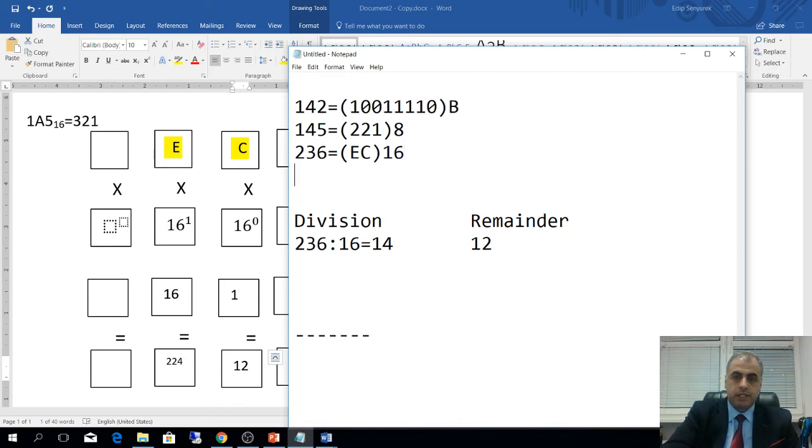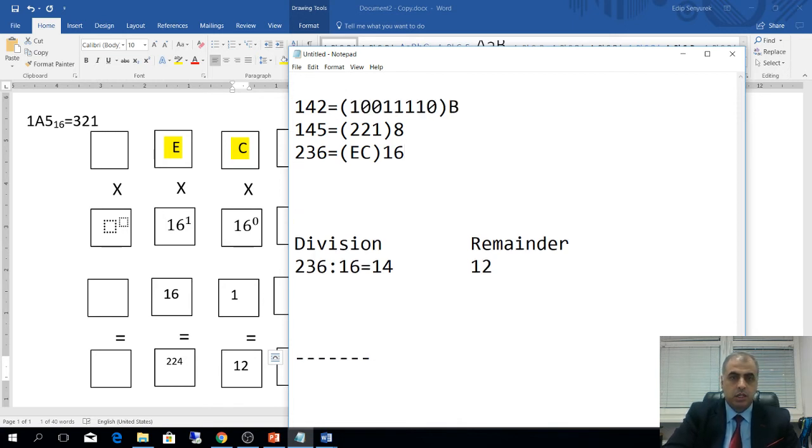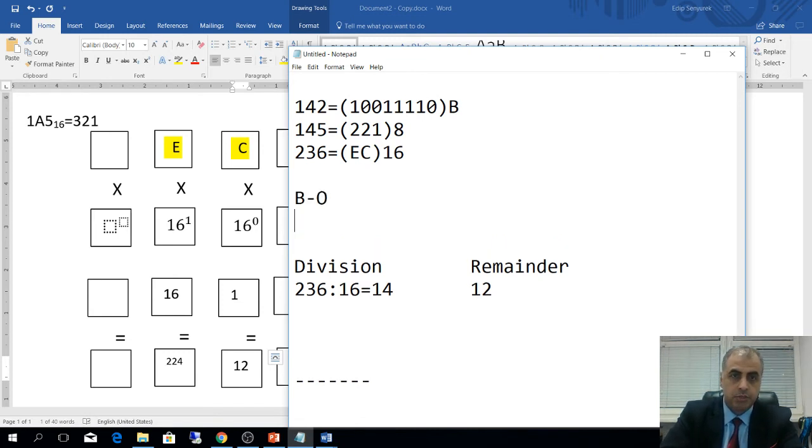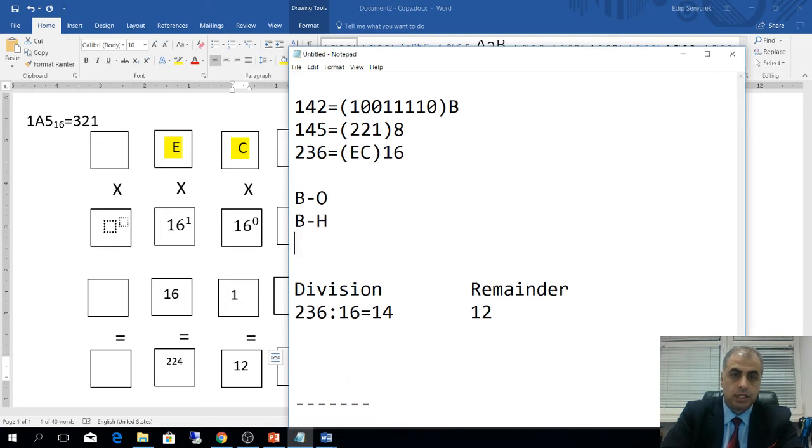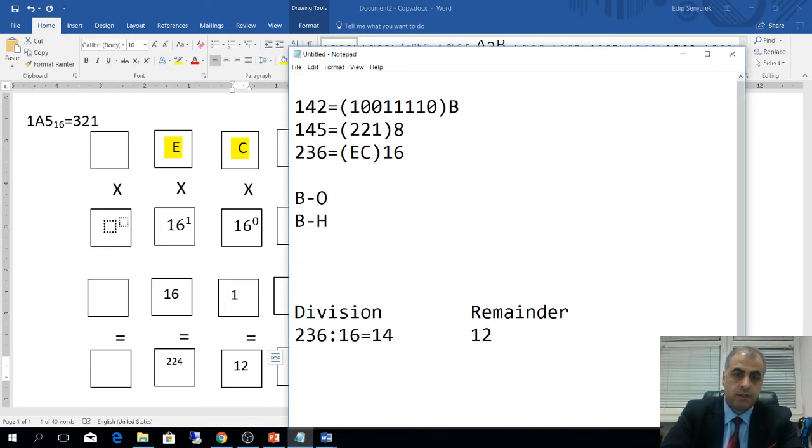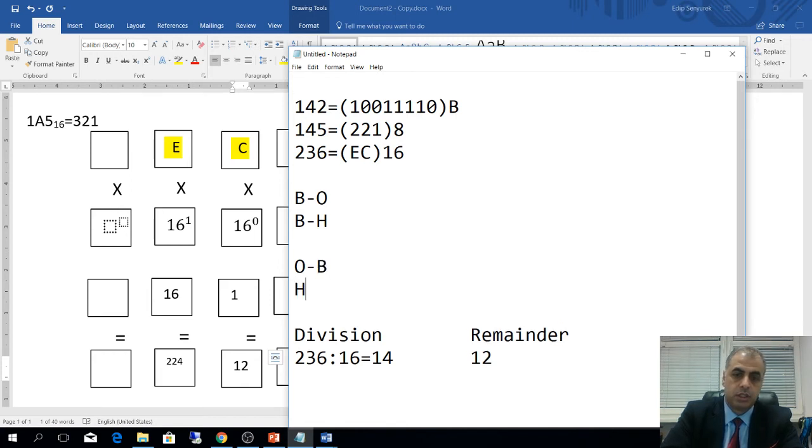So the last part, not last, before last, I'm going to do from binary to octal number. Automatically we can do from binary to hexadecimal number, and then we will learn from octal number to binary number, hexadecimal number to binary number. It is a very simple way to do.